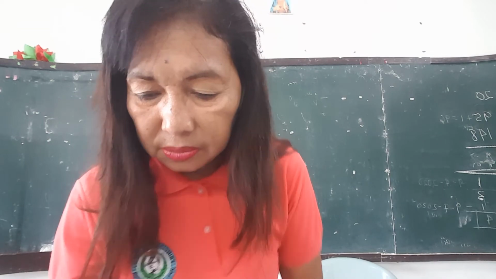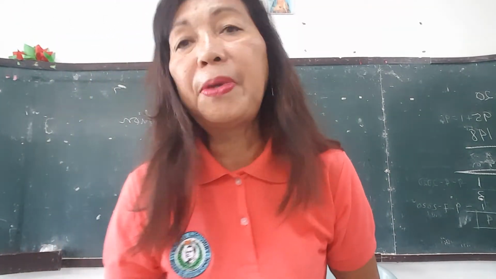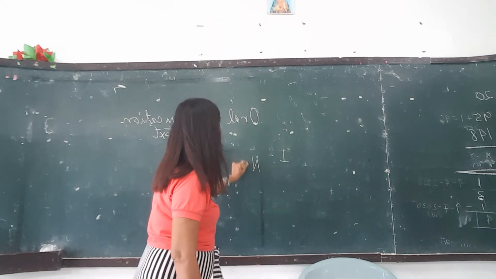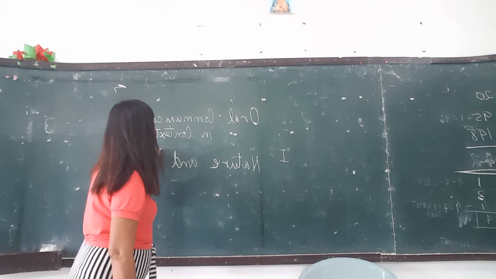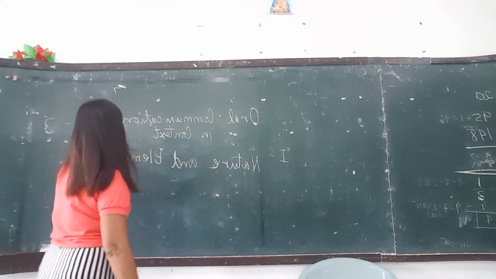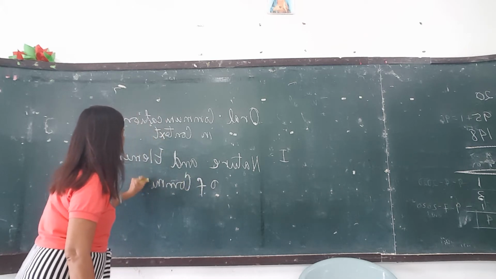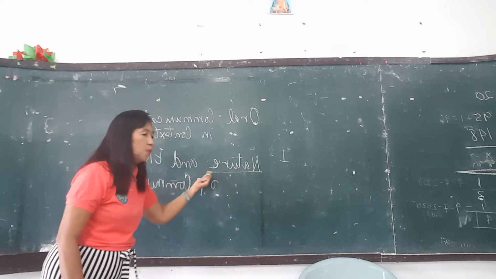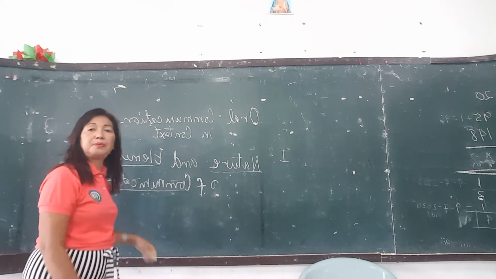The second part is our table of contents. It shows that the first topic is all about the nature and elements of communication. So what is meant by the word nature, and what are the elements comprising that communication?